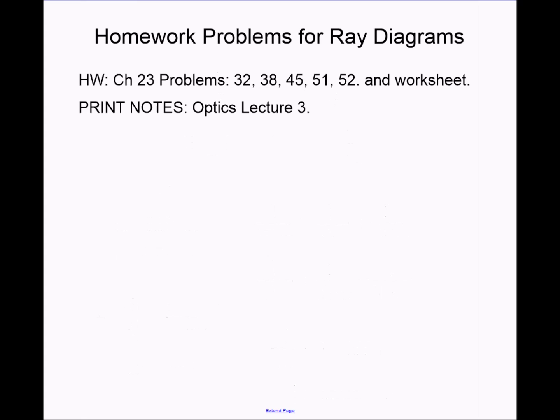The homework assignment that I'm going to have you work on for this is out of chapter 23. There are 5 problems in the book that apply, and then also I'm going to give you a worksheet that has some already pre-done ray diagram setups, and then all you have to do is draw the rays. Don't forget that when you draw these ray diagrams, you also need to describe the image in the end as real or virtual, upright or inverted, or larger and smaller.